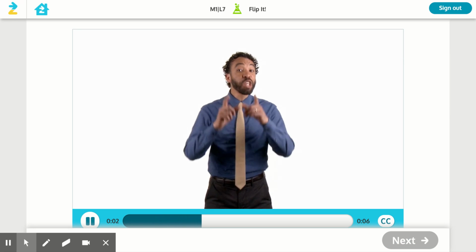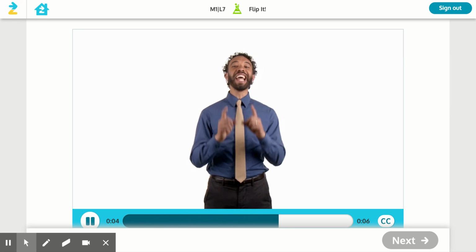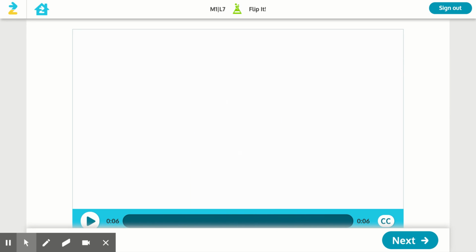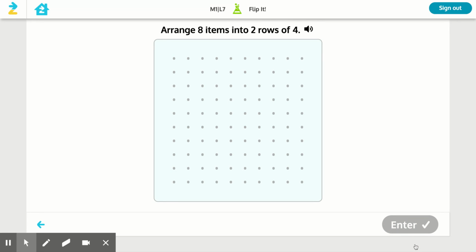What's up, mathlete? Is your brain ready for a workout? Then let's warm up. All right, so here we are. Our first problem says arrange 8 items into 2 rows of 4.